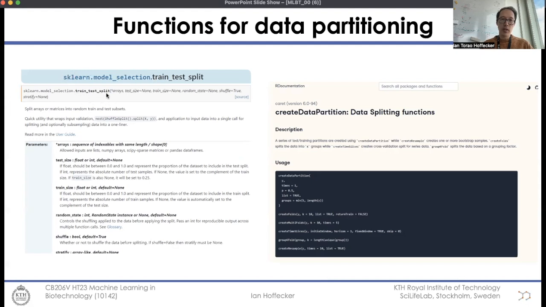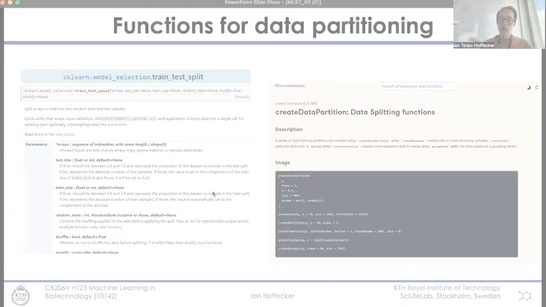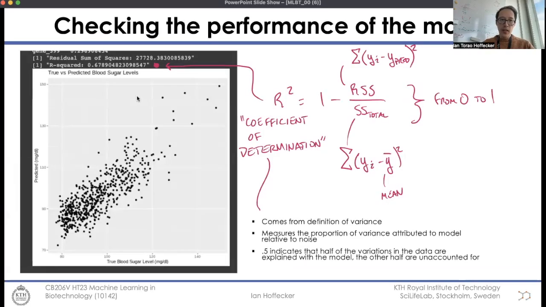So this train test split comes from the sklearn, scikit-learn library from Python, or the caret library in the case of R. And then you can see here, if you read the documentation, what kind of inputs you will need to run this function. And if we did all this, then we should have successfully generated a scatter plot here.